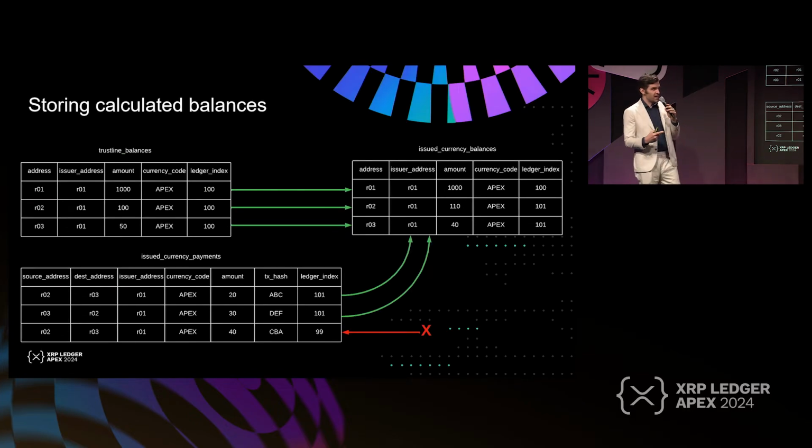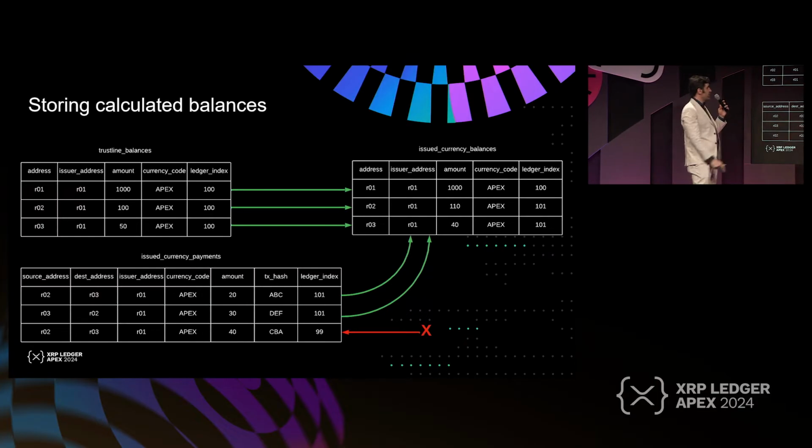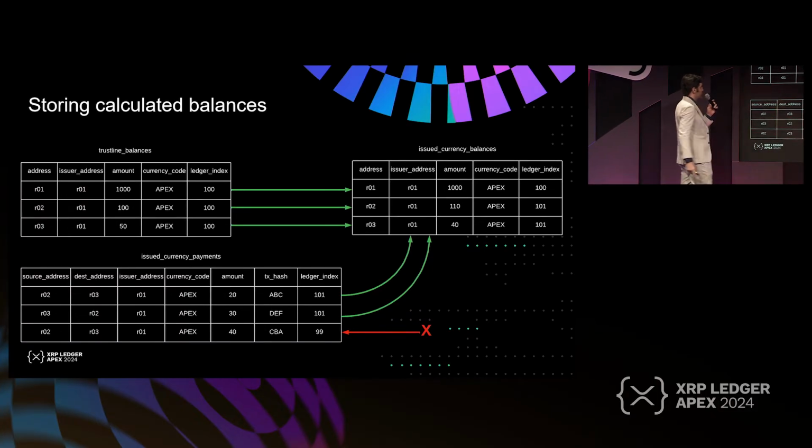This is a condensed version of what our schema looks like that I'm going to walk you through. On the top left here, we have the balances that we fetch from the ledger. On the top record there, you might notice the address and the issuer address are the same.